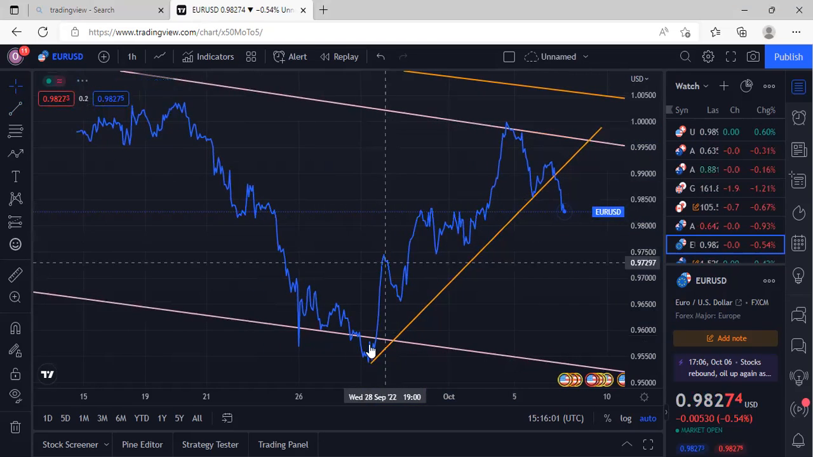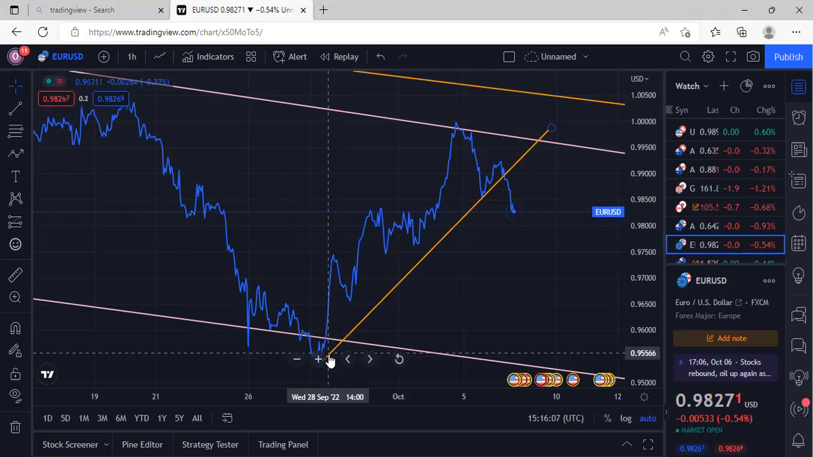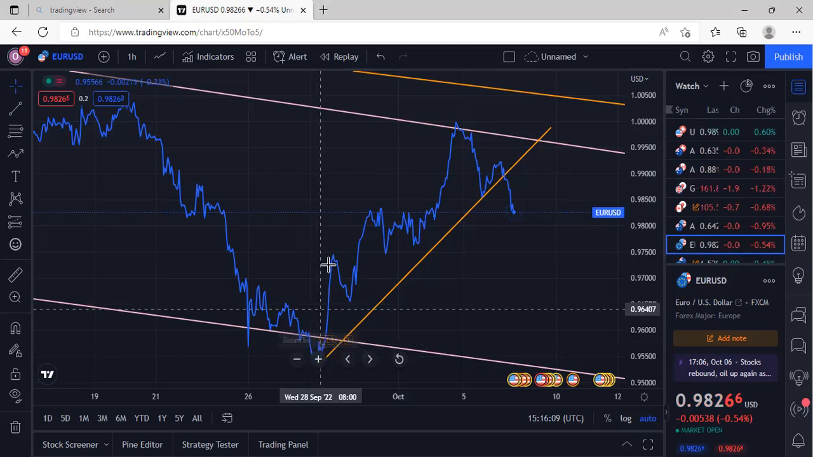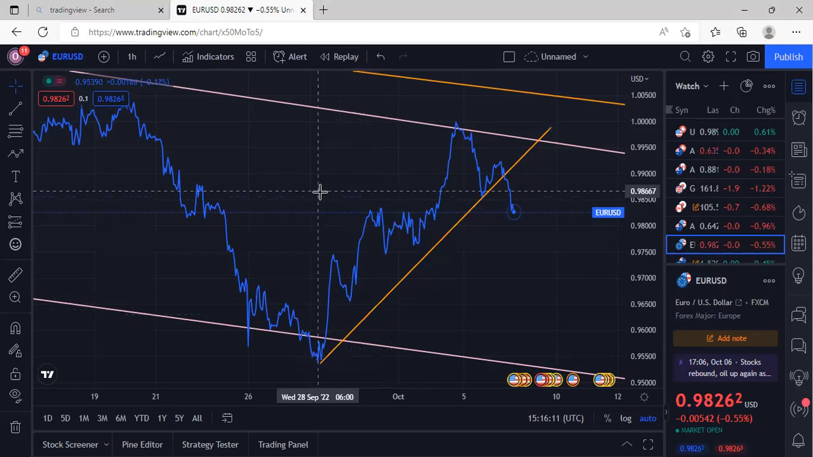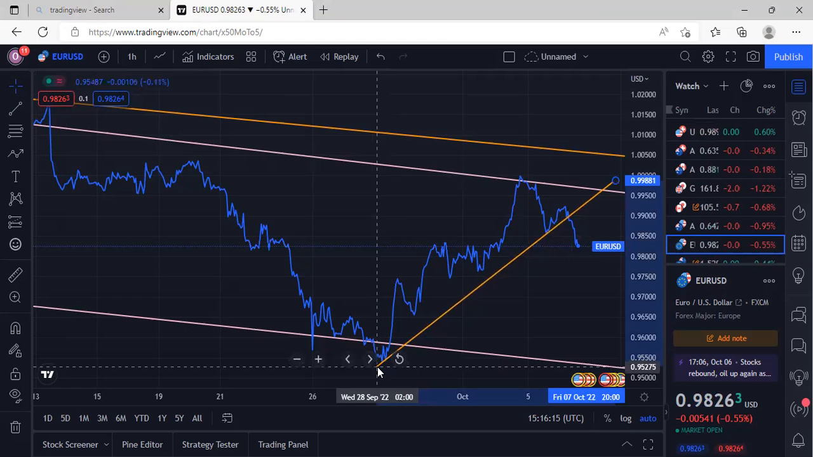We'd have just traded this market right here very nicely, very nicely. This is a good setup. This is a very nice setup.